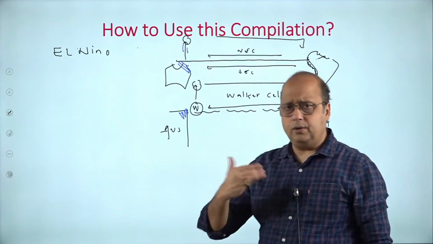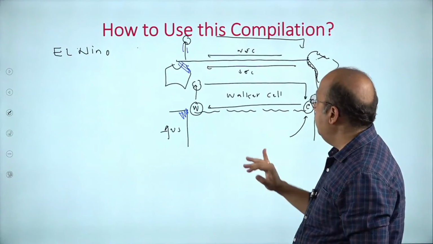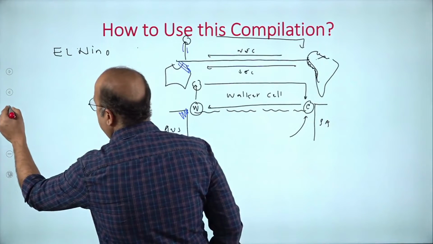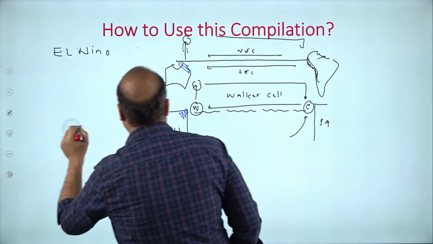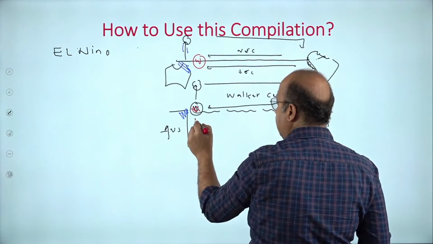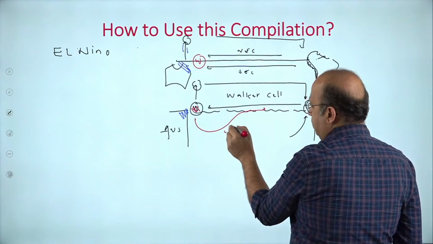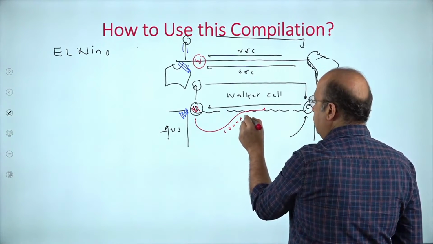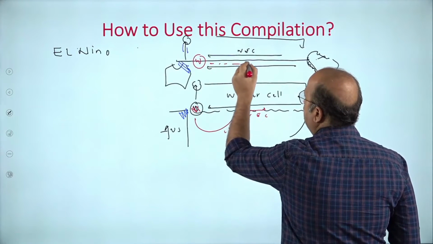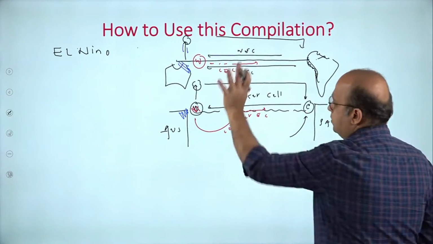Now I'm not teaching you the entire story here, I'm just giving a hint. Now, when El Nino occurs: during normal time, when the warm water collects here, one subsurface Counter Equatorial Current develops. This Counter Equatorial Current is a subsurface current.